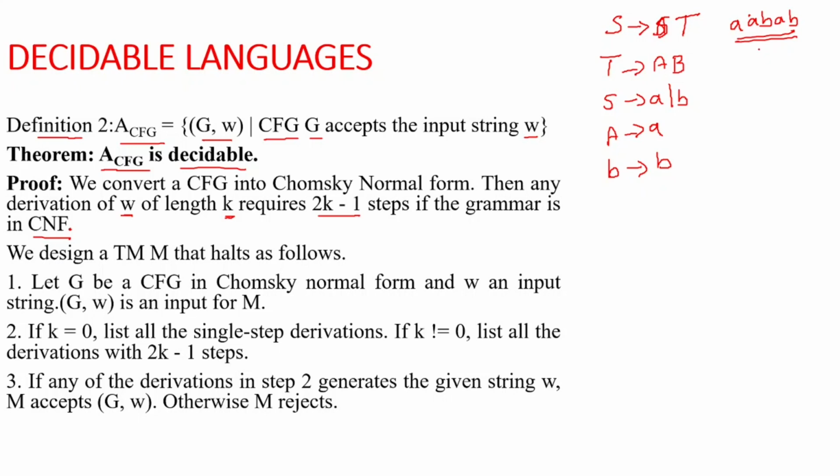Now let me take one derivation. If this is a valid string as per the grammar, then I should be able to derive it in 2k-1 steps. What is k? K is the length of the string. Here the length of this string is 5, so I should be able to derive this in 2k-1, which will be 9 steps. Let's see whether it is possible.